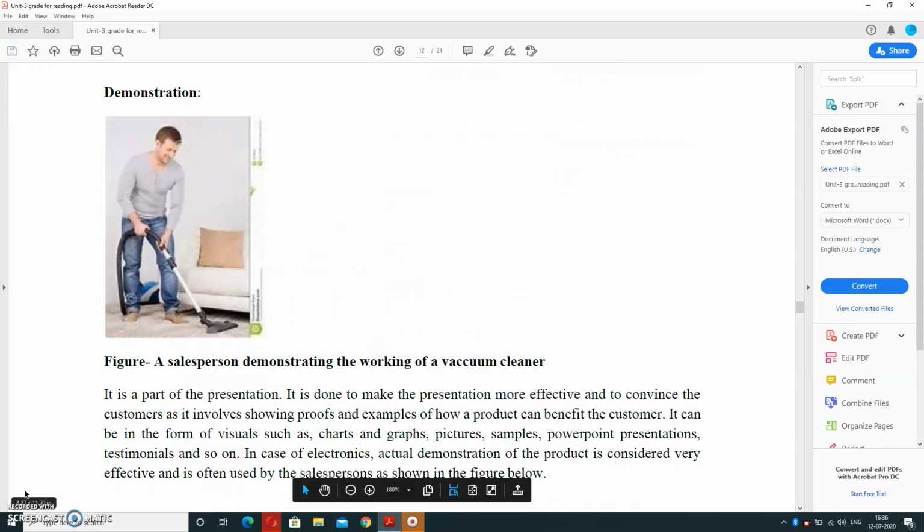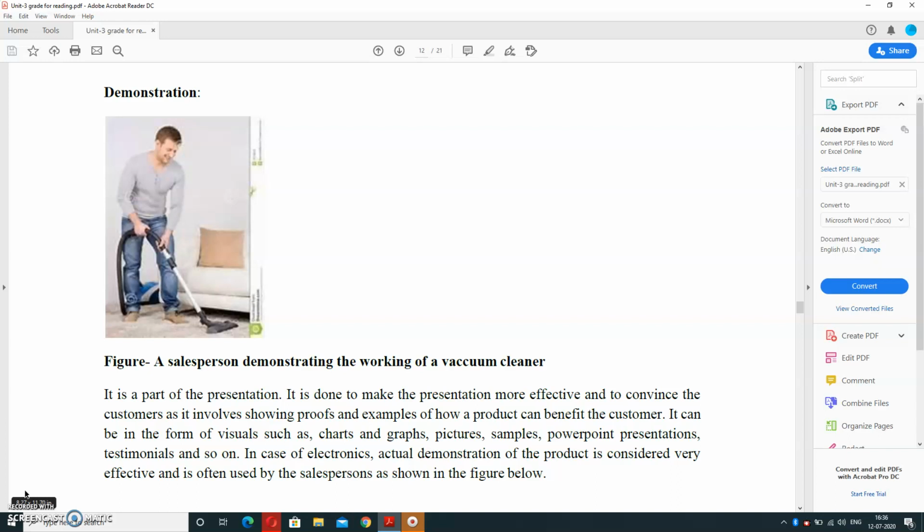It is a part of the presentation that is done to make it more effective or to convince the customer, as it involves showing proof and examples. Some examples should be included, like this customer has taken this product and is more satisfied. Some comparative charts, graphs, samples, and PowerPoint presentation testimonials can also be included. In the case of electronic items or goods, an actual demonstration of the product is considered very effective and is often used by the salesman when selling the product.